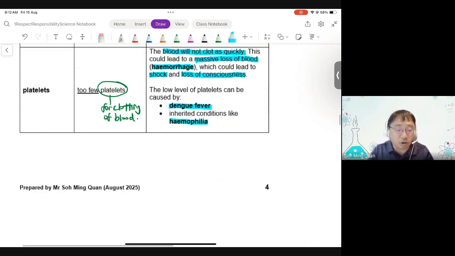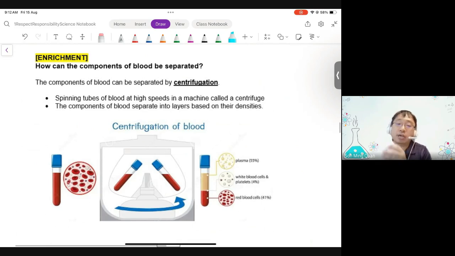Now, finally, let's go on to the last page for this lecture. How can the components of blood be separated? Now, the components of blood are separated by a technique called centrifugation. Now, what is centrifugation? Basically, you spin tubes of blood. So you put blood into tubes.